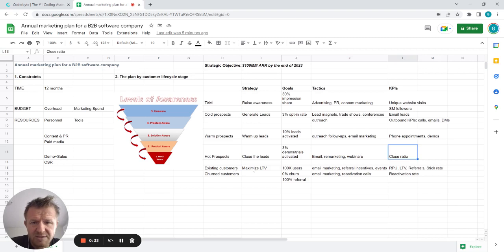Finally, for the existing customers, the goal is to maximize LTV through things like upsells and cross sells and downsells. Let's say we're going to aim for 100,000 users if each of them spends about $1,000 a month. And then we got tactics like email marketing, incentives for referrals, and live events like maybe a user conference. We're going to track RPU, LTV, referrals, and stick rate. And then finally, we're going to reactivate the churned customers, looking to bring everybody back. That's the plan.